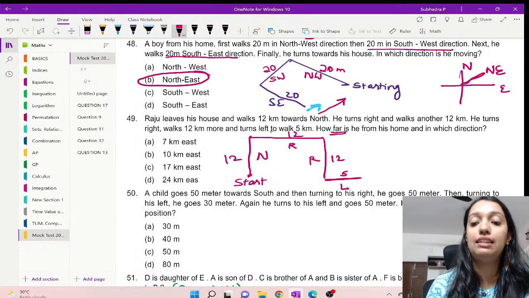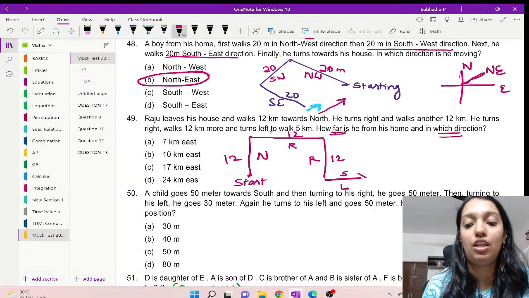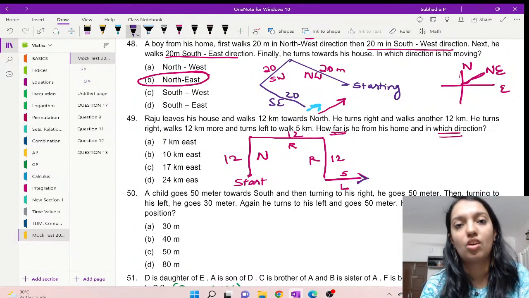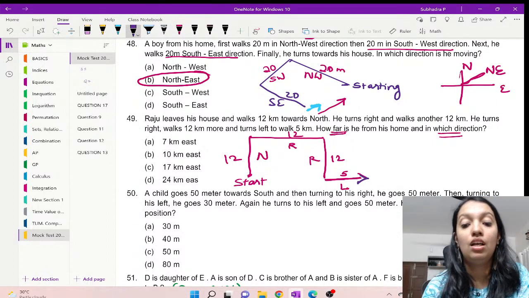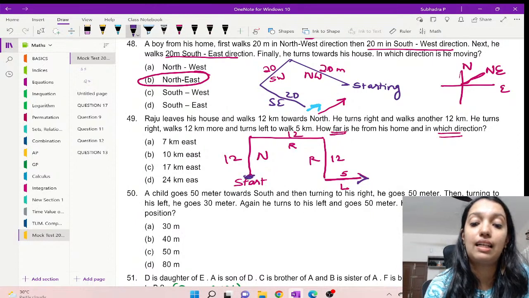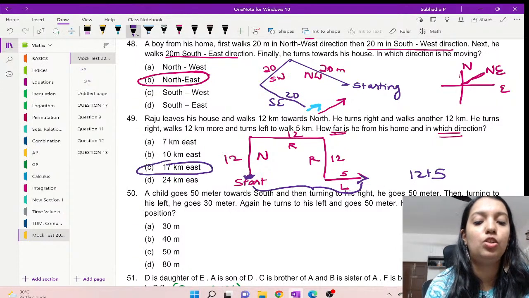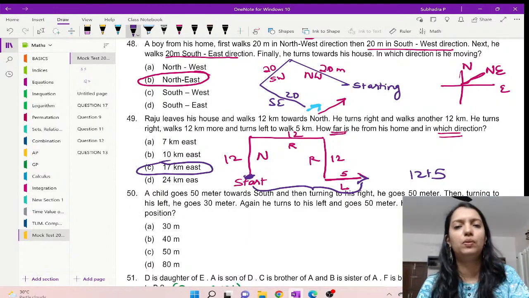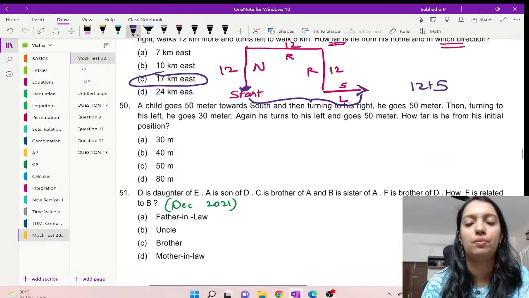How far is he and in which direction? I know this direction. Direction is east. All four options they have given east. How far is he? This is the starting point. So from the starting point to the ending point is 12 plus 5. Correct answer is 17 kilometers east. Simple question, direction sense question.